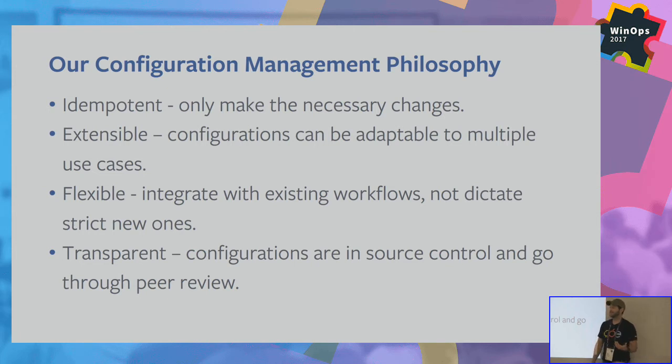So our configurations need to be adaptable to multiple use cases. We also want them to be flexible because we want them to integrate into existing workflows but not be stringent enough to dictate to other people how to use it. We'll get into that a little bit later with a little bit of a code example. We usually call them API cookbooks.